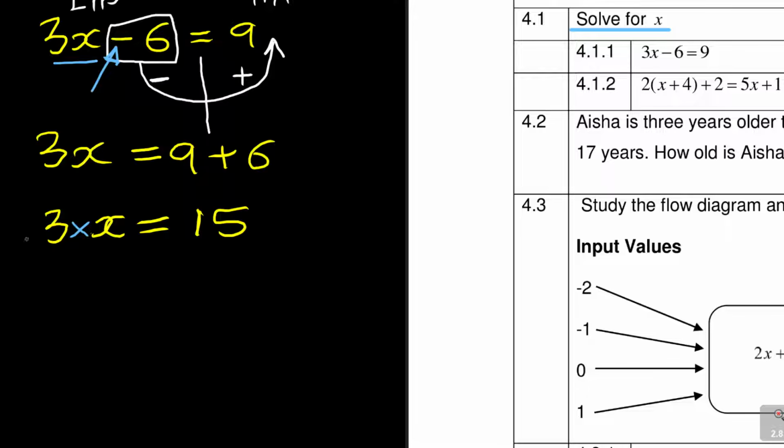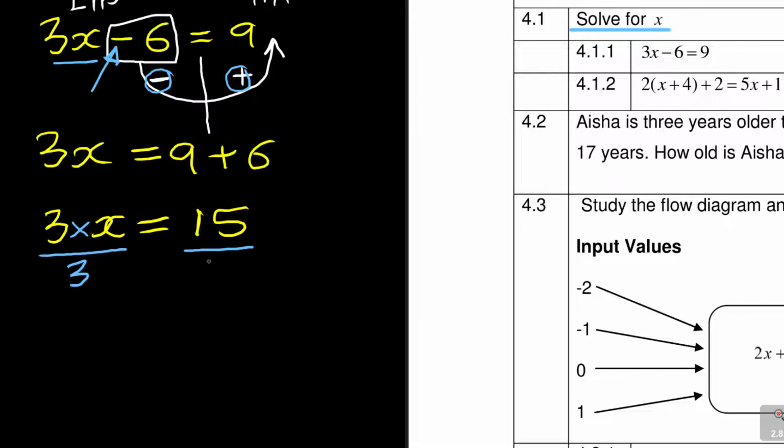So now you have to recall, look at it. The negative sign on the minus 6 became a positive sign. So it was negative, it became a positive. So the opposite of negative is positive. So you must also ask yourself, what is the opposite of multiplication? It is division. So you divide. That's how you get rid of that 3. You divide by 3, but what you do on the left, you do on the right.